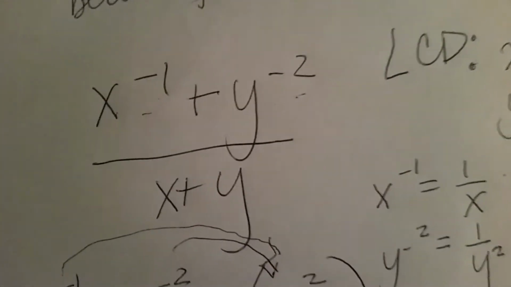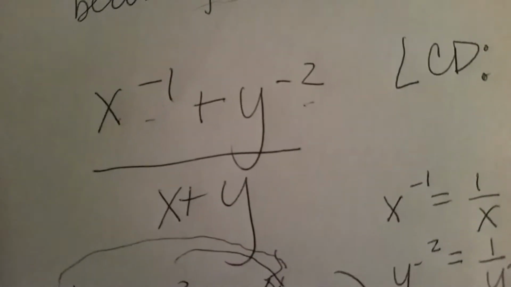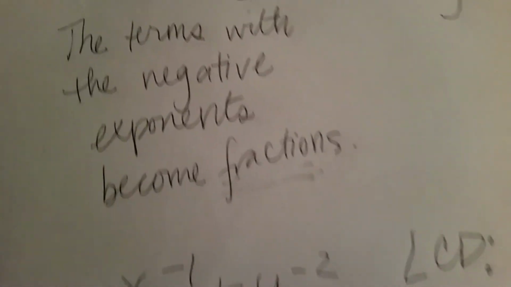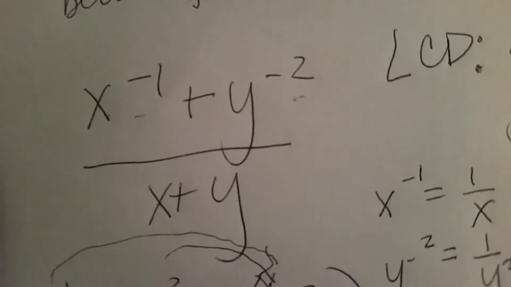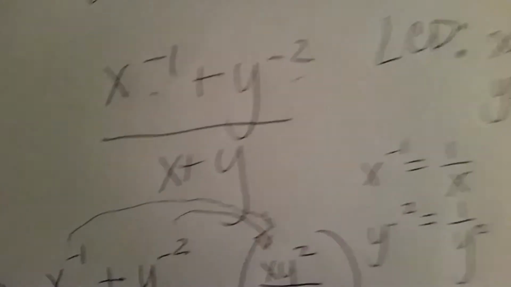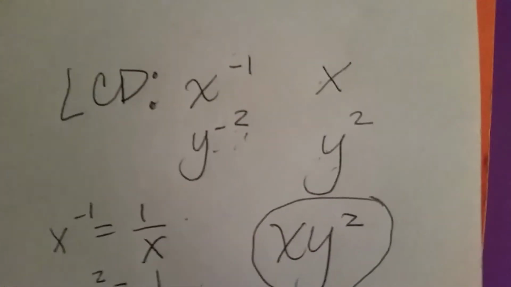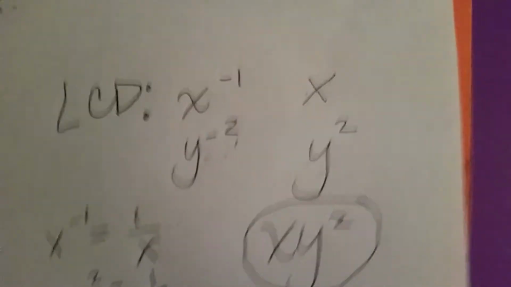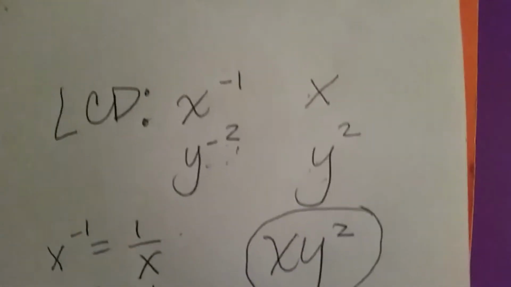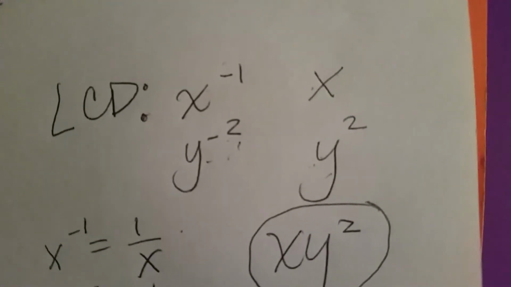So to summarize, first, when we're looking at an expression with negative exponents, we know that the negative exponents are the ones that become fractions, right? The terms with the negative exponents become fractions. Then, because we know those are the ones that turn to fractions, we want to eliminate those fractions and cancel out the negative exponents. So we have to create a least common denominator composing of the reciprocals, because it's the reciprocals that will cancel out our negative exponents. So the reciprocal of x to the negative 1 is x.